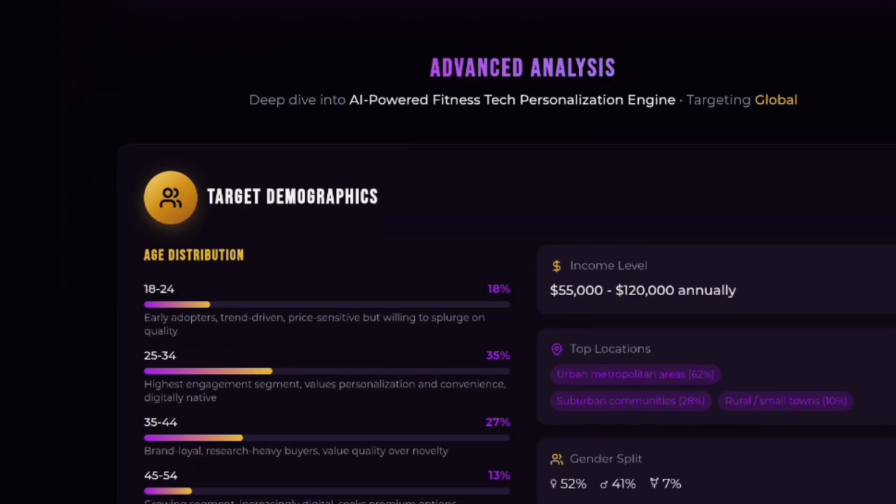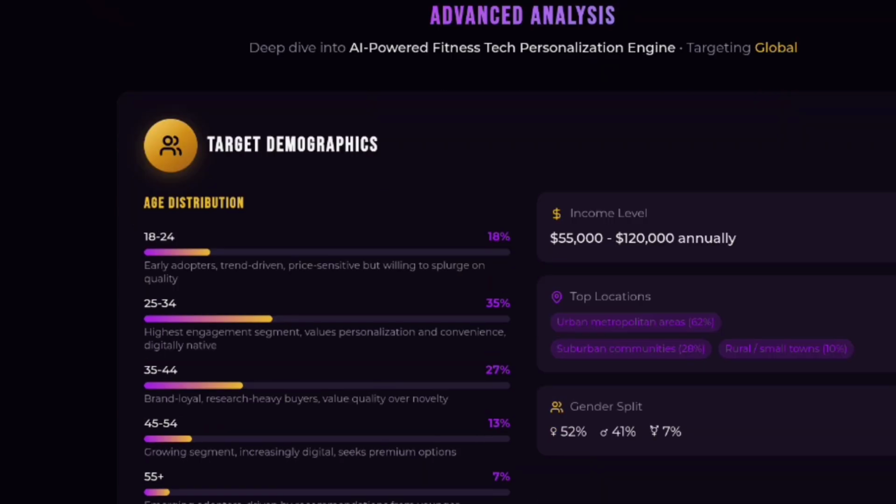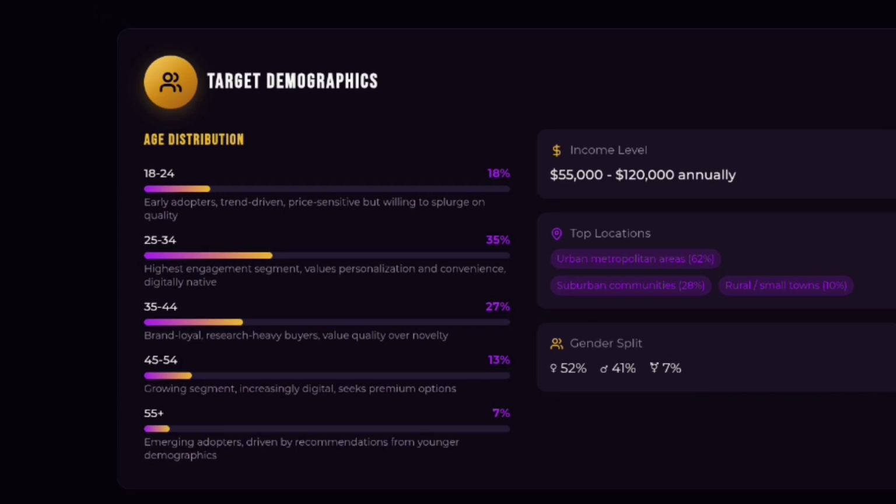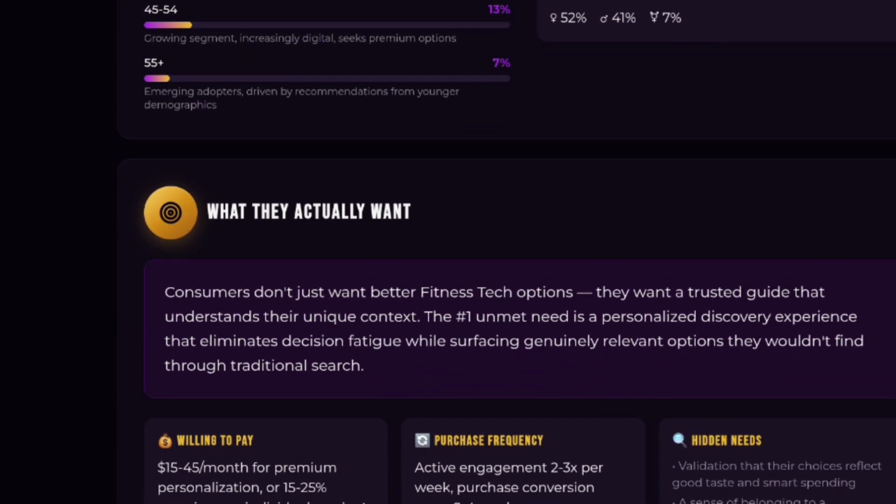So there is the advanced analysis, the deep dive into AI-powered fitness tech personalization. So it's the target demographics. Obviously you're also looking at the age groups that you want to target, and here you can see what the distribution is depending on what we've just searched for. And the income level is 55,000 to 120,000 annually, and that's the gender split that you see over there.